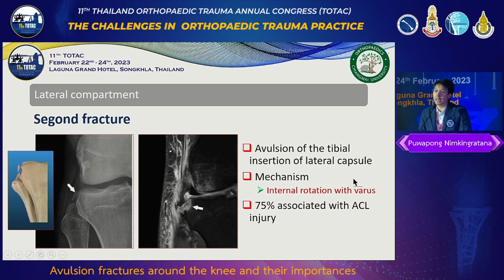Apart from the ligamentous injury, we can shift to the lateral compartment. The second fracture is quite common as well when you see an ACL injury. We have to look at the avulsion part at the tibial insertion of the lateral capsule. The mechanism is quite straightforward: internal rotation with knee varus, and like I told you from the beginning, 75% of these injuries are also associated with the ACL. In this picture, you can see a small chip at the lateral side of the tibia, which is quite close to the capsule.